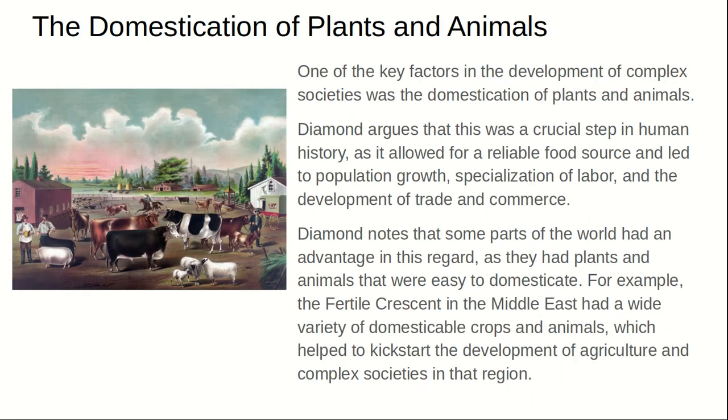The domestication of plants and animals. One of the key factors in the development of complex societies was the domestication of plants and animals. Diamond argues that this was a crucial step in human history, as it allowed for a reliable food source and led to population growth, specialization of labor, and the development of trade and commerce. Diamond notes that some parts of the world had an advantage in this regard, as they had plants and animals that were easy to domesticate. For example, the Fertile Crescent in the Middle East had a wide variety of domesticable crops and animals, which helped to kickstart the development of agriculture and complex societies in that region.